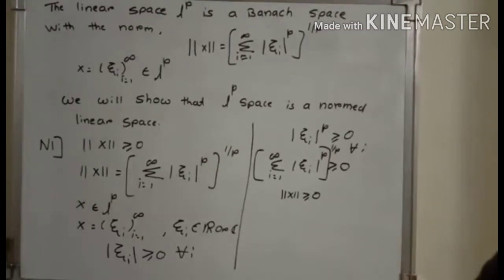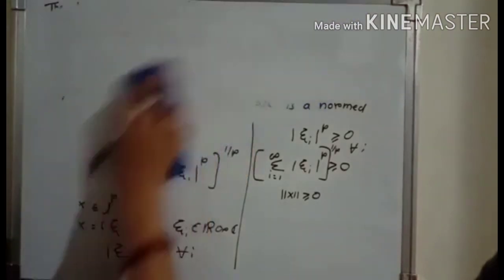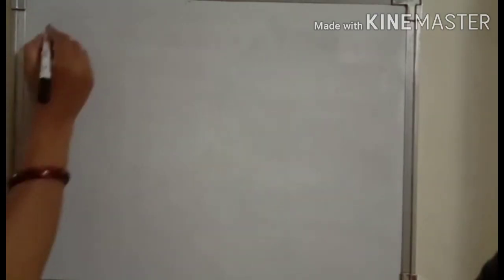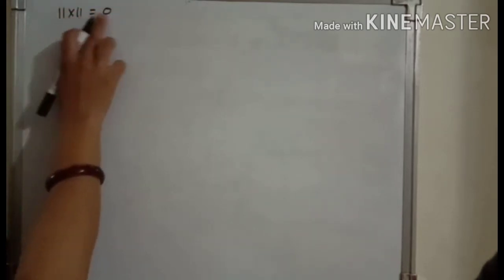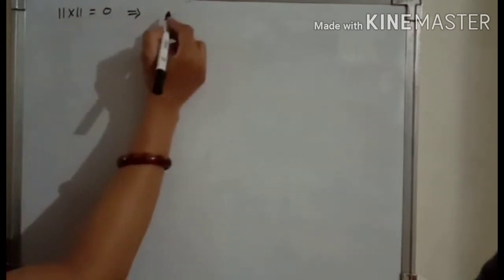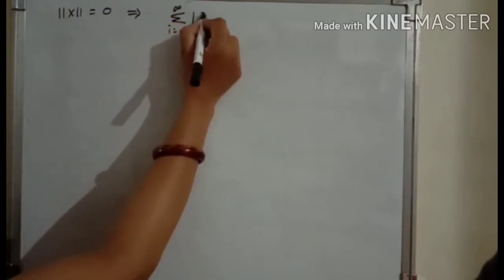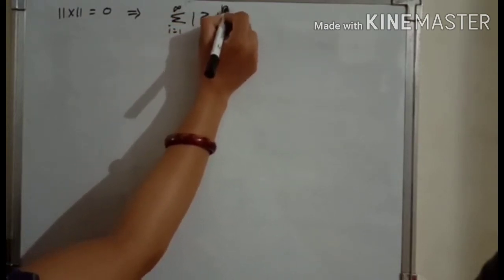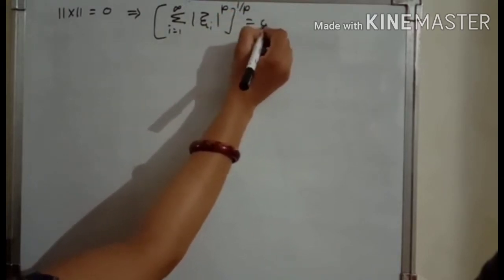Now we have to show that it satisfies the second property of a norm, and the second property of a norm is ||x|| = 0 if and only if x = 0. So we start with ||x|| = 0. Now ||x|| = 0 implies, applying here the definition of the norm of x, that (Σ from i = 1 to infinity |ξi|^p)^(1/p) equals 0.